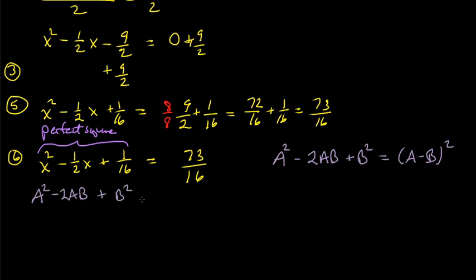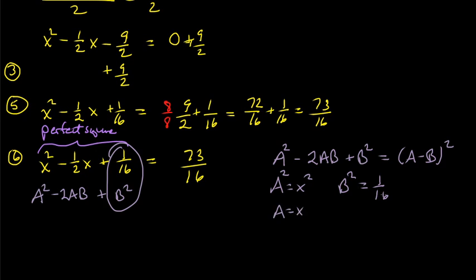So we want to factor that as a minus b squared. Again, this will come up later. We'll worry about the 73 over 16 later. Right now we're still factoring. So it should be clear that a is just x, and that b squared is just 1 over 16. A squared is x squared, so a is x.